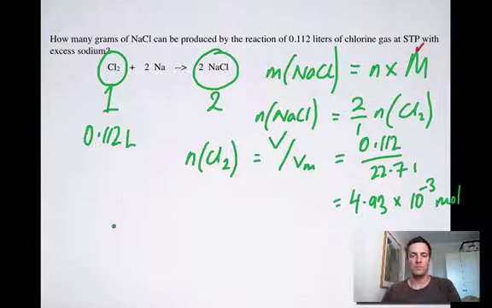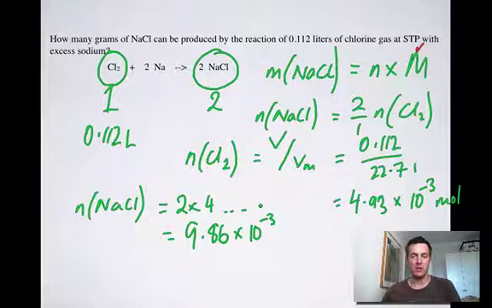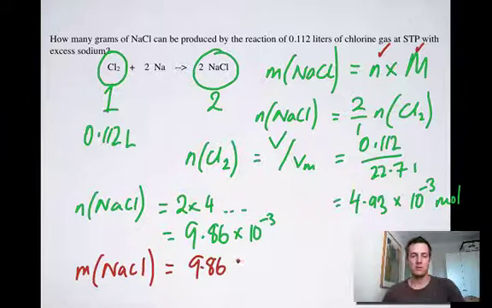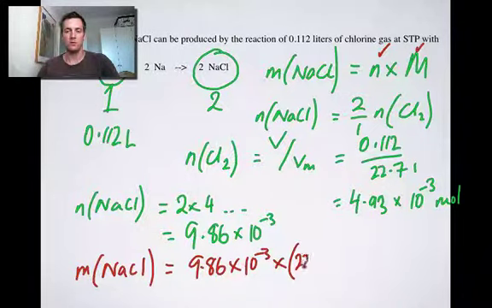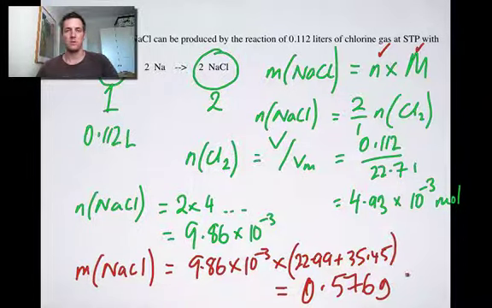So that's how many moles of chlorine I've got. The number of moles of sodium chloride, we just decided, is twice that number. So 2 times 4.93 times 10 to the minus 3 equals 9.86 times 10 to the minus 3. And now I've got the number of moles of sodium chloride, so I can work out the mass. The mass of sodium chloride equals 9.86 times 10 to the minus 3 multiplied by its molar mass, 22.99 plus 35.5, just from the periodic table, which is 58.5, and that equals 0.58 grams.